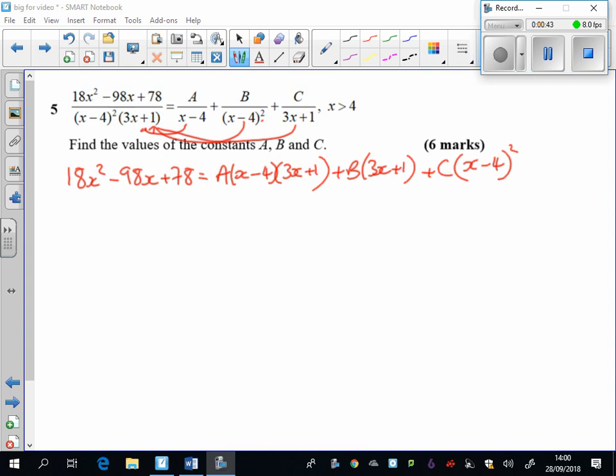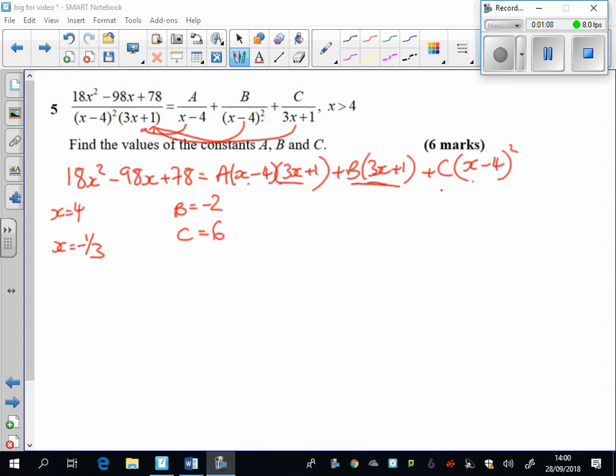Then we're going to put numbers in, so we're going to put x equals 4 in. We'll figure out what that gives. That's going to make these two 0, and it'll help us work out what b is. Then we'll put x equals minus a third in. That would make this and this 0, and that will help us work out what c is. So what does b turn out to be? Minus 2. C turns out to be 6.